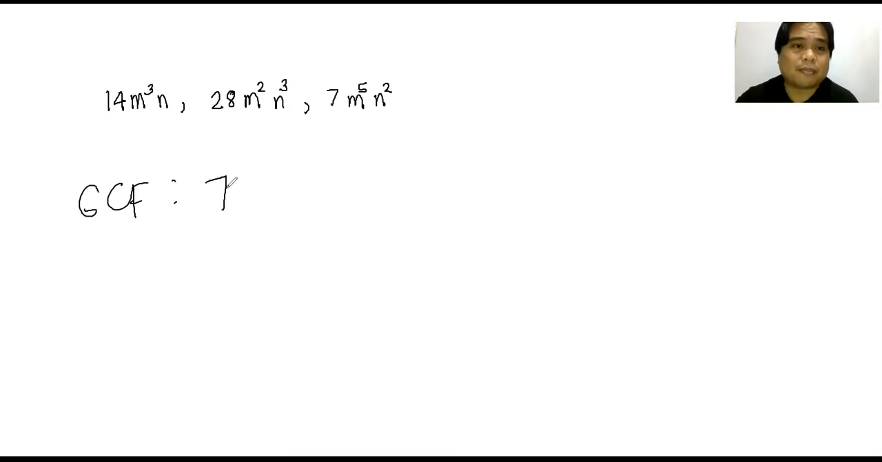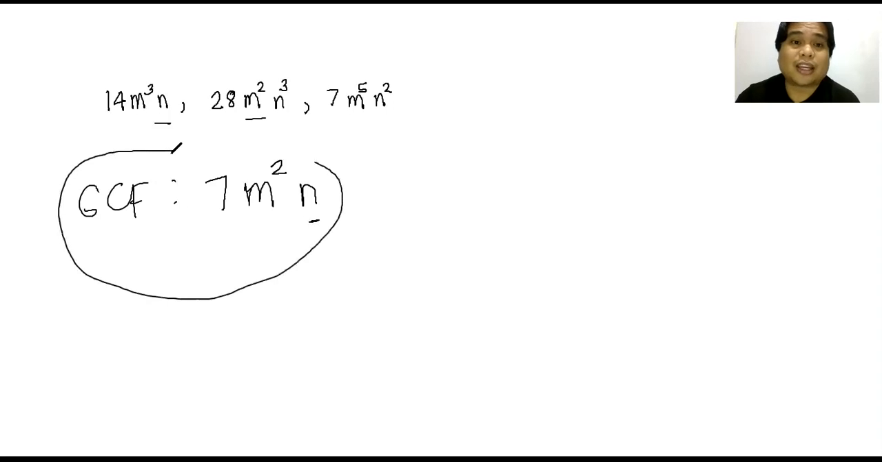How about with the variable m? As I've said, you just list down the one with the least exponent. In this case, the least exponent gives m squared. So your greatest common factor for the variable m is m squared. How about for n? For the variable n, the one with the least exponent is this one, because this one is n, this one is n cubed, this one is n squared. So this is our variable with the least exponent, and that becomes our greatest common factor. So this is now your final greatest common factor.